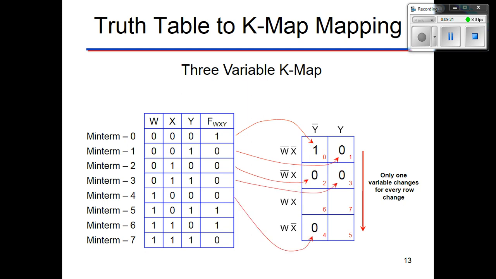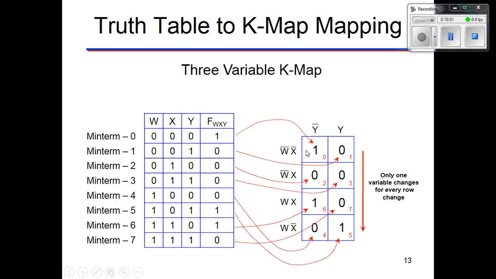Then all of these are zeros. Now this one is W not X, Y, right here. And this one is WX not Y. So normally I just put in the ones and then I put in all the zeros. So what do I do now? Now I group them. Well, I don't actually have any groups here. I don't have a group of 2, I don't have a group of 4, I don't have a group of 8. All I have is ones.